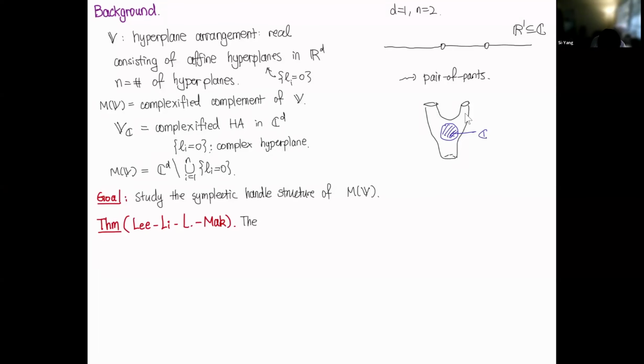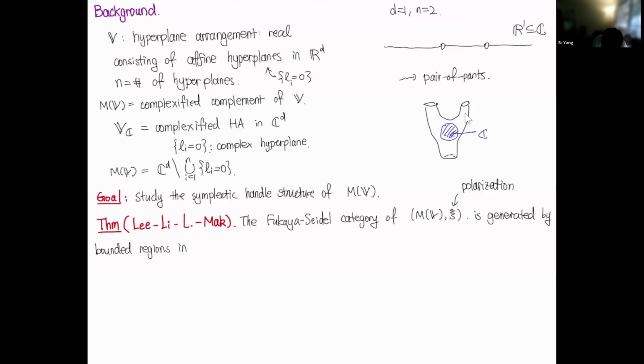So we say the Fukaya-Seidel category. You don't really need to know what this is, of M_V together with a polarization is generated by bounded regions in the real part of M_V.